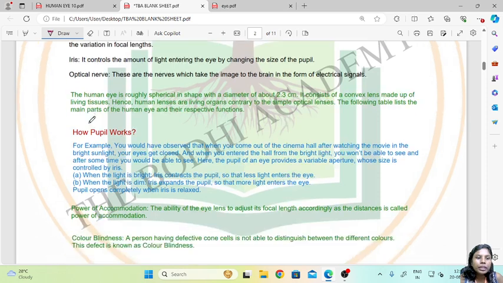Now the human eye is roughly spherical in shape and it has a diameter of about 2.3 centimeter. It consists of a convex lens made up of living tissues. Hence, human lenses are living organs, contrary to simple optical lenses. Okay, so this was about the human eye. Its diameter is around 2.3 centimeter, it consists of a convex lens and it is made up of living tissues.